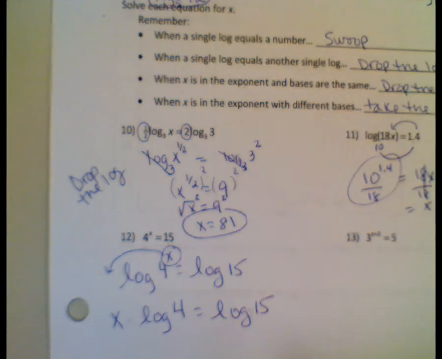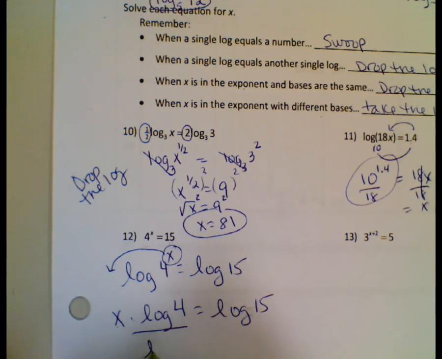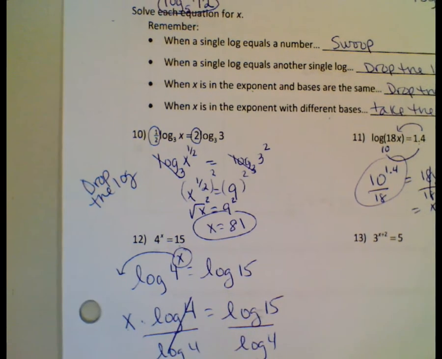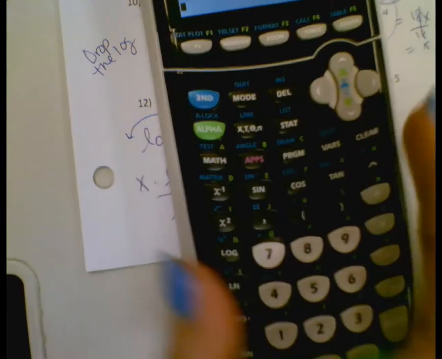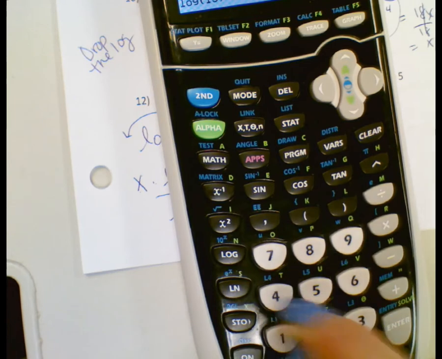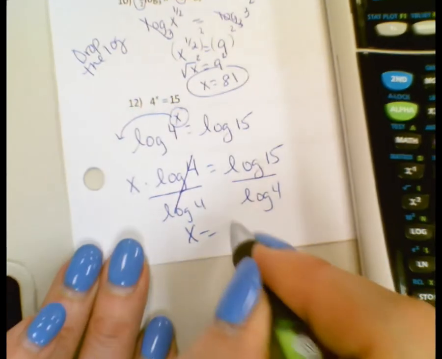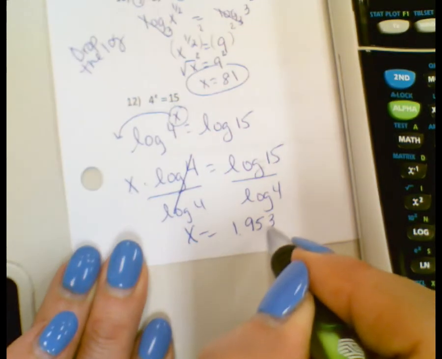Okay, so we have this. Now again, we're solving for x. It's x times this. So to get rid of multiplication, you divide both sides by log 4. And then we're just going to simply punch this into our calculator. So we have log 15, close your parenthesis, divided by log 4. And it's 1.9534.